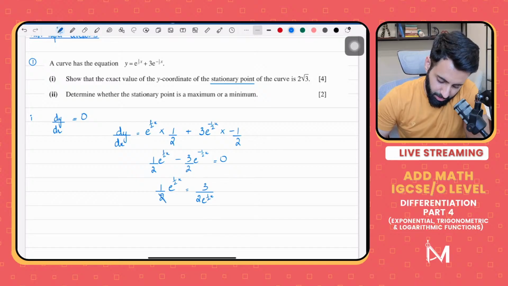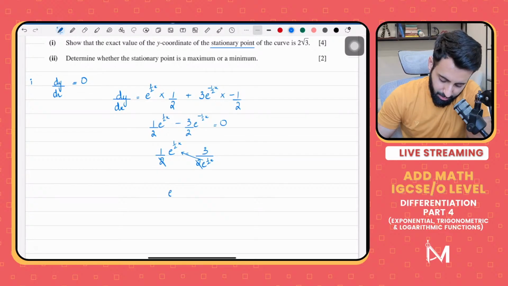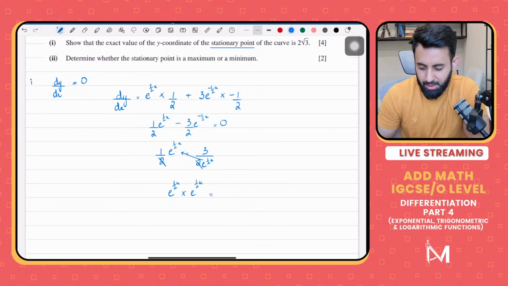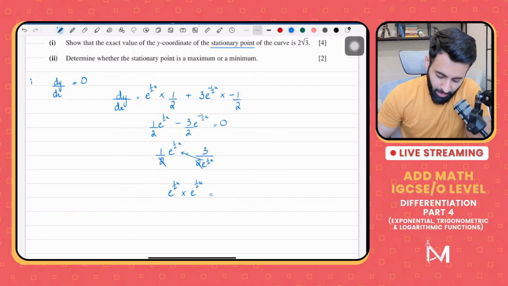Next, we can obviously cross out the 2's. And now what do we have? We have e raised to the power half x multiplied by e raised to the power half x. So what rule can I use here? When multiplying two bases, the powers get added. Here the powers are also the same, coincidentally, so don't make a standard rule out of it. Half plus half is equal to 1. So e power x is equal to 3.